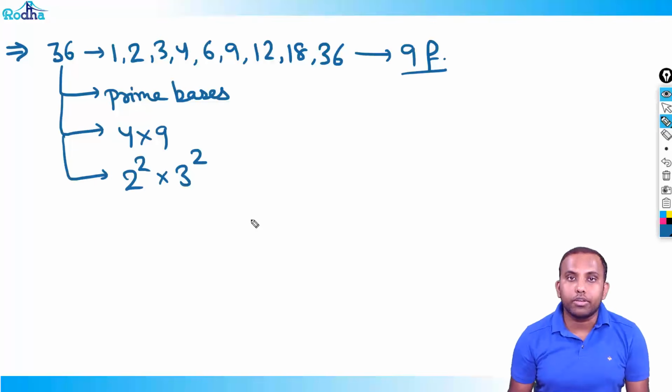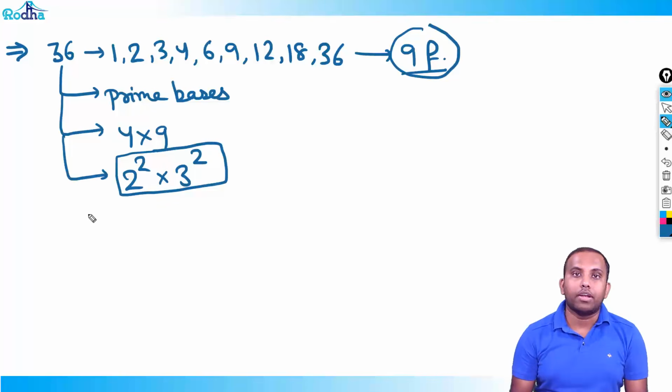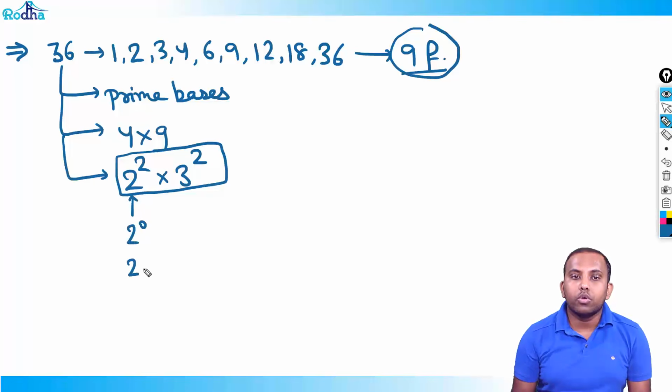Now you'll ask me a question: where does this 9 factors come from if I write 36 as 2 square into 3 square? This is the concept, and it is a very important concept. We just discussed in the last slide, 2 square has how many factors? 2 raised to 0, 2 raised to 1 and 2 square, all the previous powers of 2, starting from 0 right up to 2.